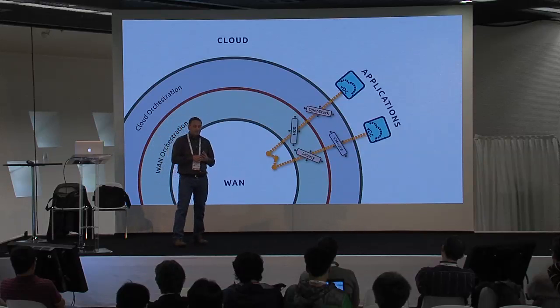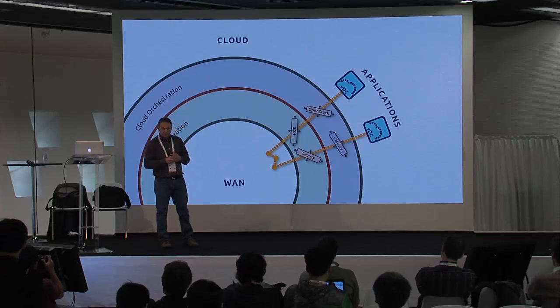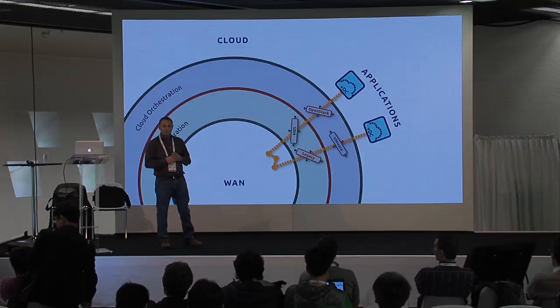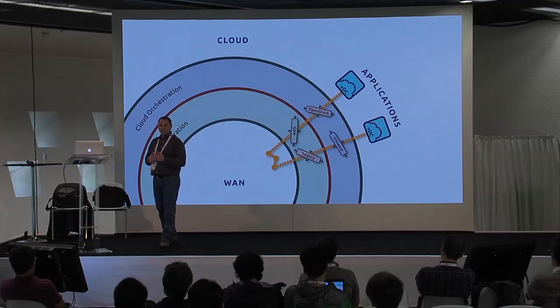The reality of the world is not as simple as you'd like. There's a variety of technologies out there. OpenStack certainly is making some big headway. On the WAN side, SDN is certainly improving the situation. But it's not a completely stitched up story today.